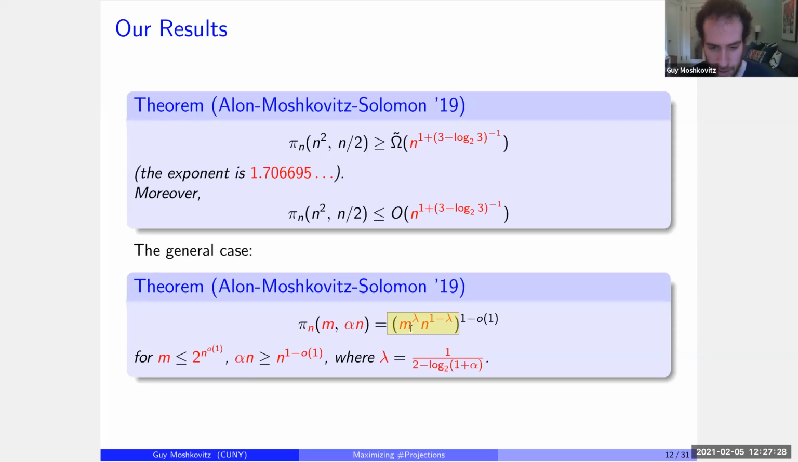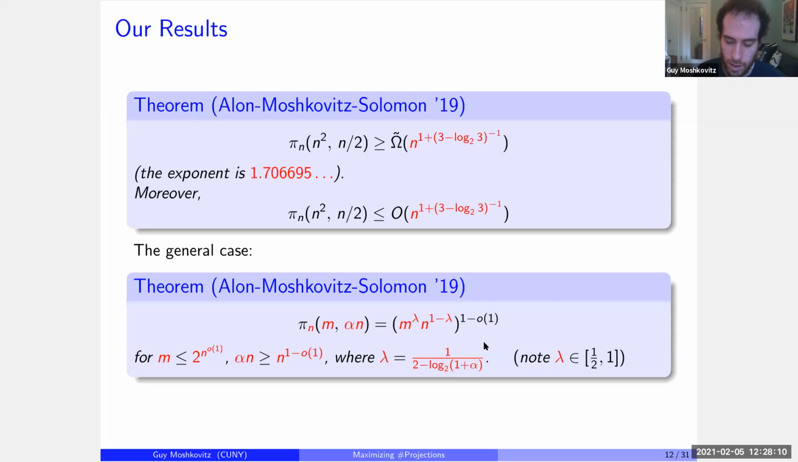So let's see what this is. This is really just the geometric mean of m and n, or rather the weighted geometric mean, weighted by this magical constant lambda, which only depends on alpha. It turns out that this is the right answer for the extremal question, at least if you don't have too many sets and you don't project on too few coordinates. And there's an error in the exponent, which is 0.9999, so almost 1. That doesn't actually affect the exponent really. So that's the bound.